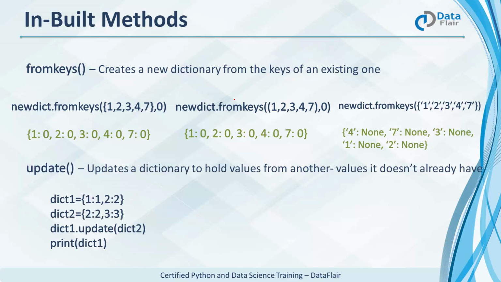Calling update on one dictionary will update it with pairs from the dictionary in the argument. It will add to the first one the pairs that belong to the second one but not to the first one. This gives us the dictionary with the pairs 1, 1, 2, 2 and 3, 3.